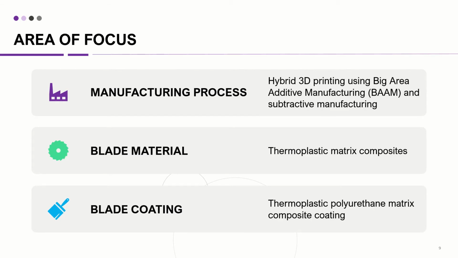We conducted an extensive literature survey to improve each aspect of the manufacturing workflow: material, process, and post-process. 3 promising methods were identified: hybrid 3D printing, thermoplastic composites, and polyurethane coatings.